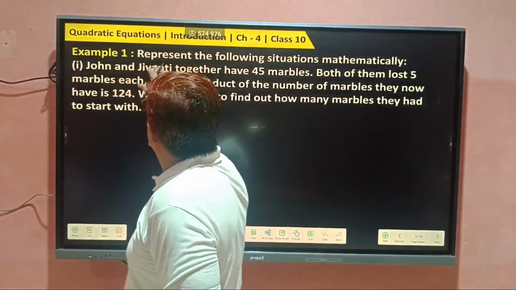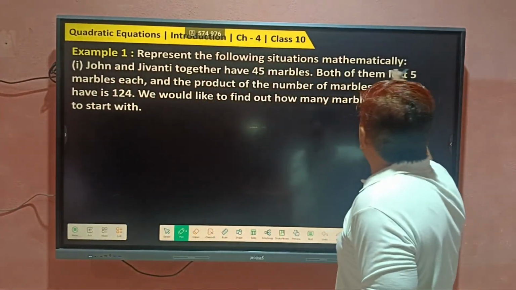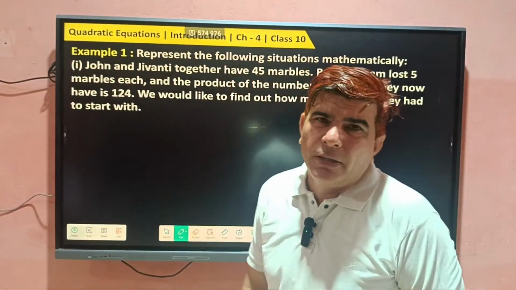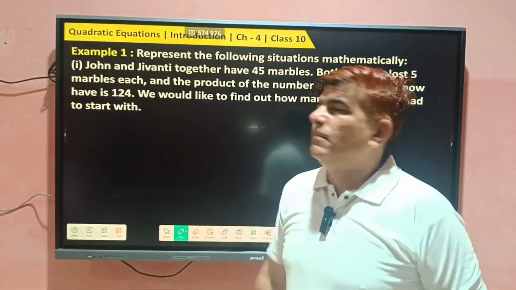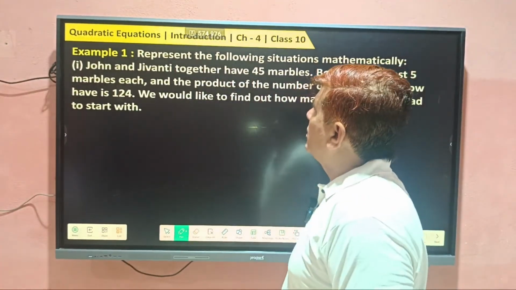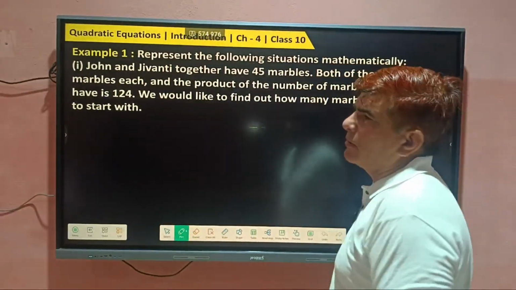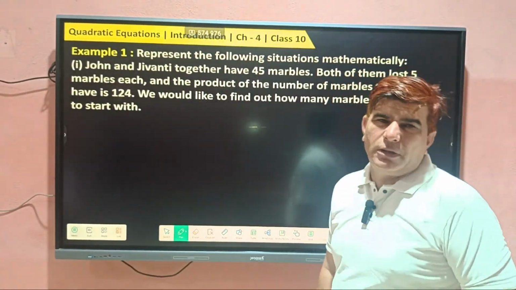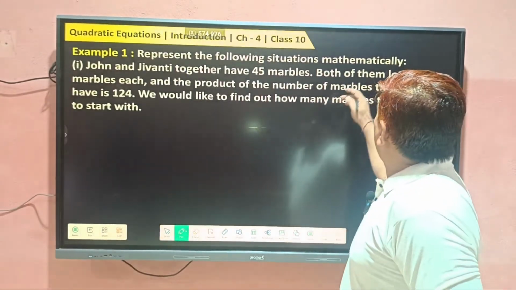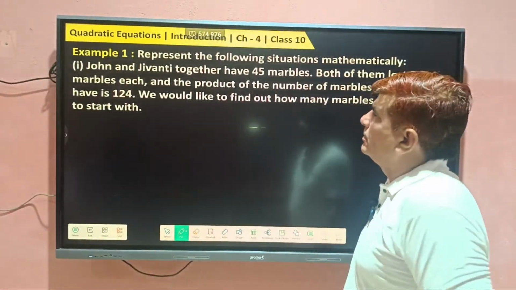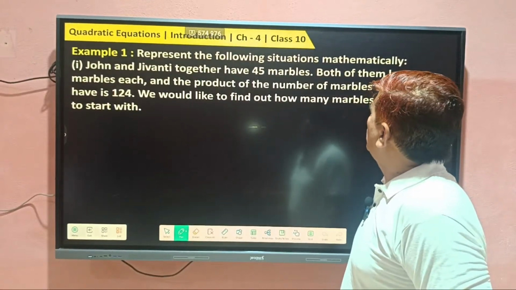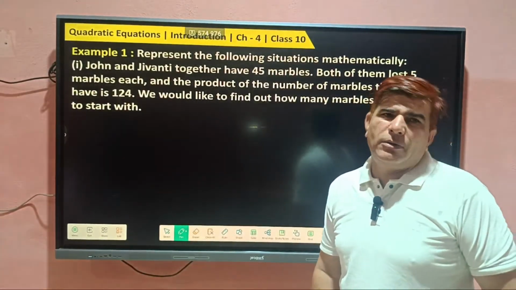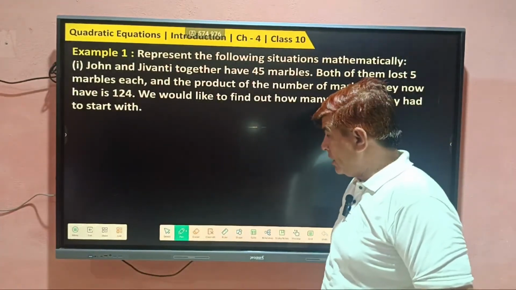First, represent the following situation mathematically. Mathematically you can say, or algebraically you can say, both are right, because this is the part of algebra. John and Jivanti together have 45 marbles. So they have a total of 45 marbles. Both of them lost 5 marbles each, and the product of the number of marbles they now have is 124.